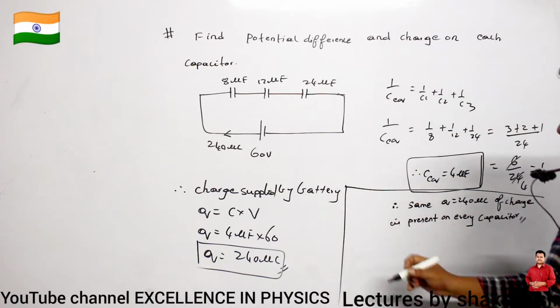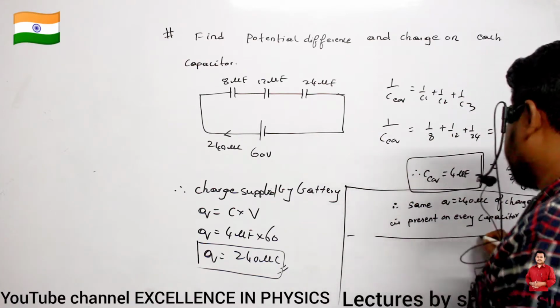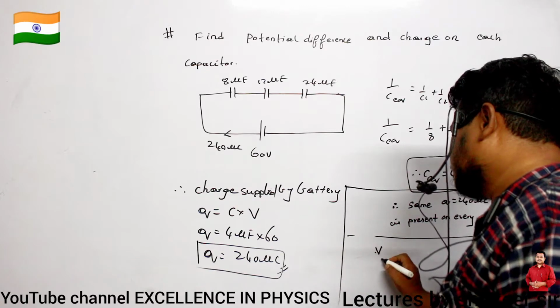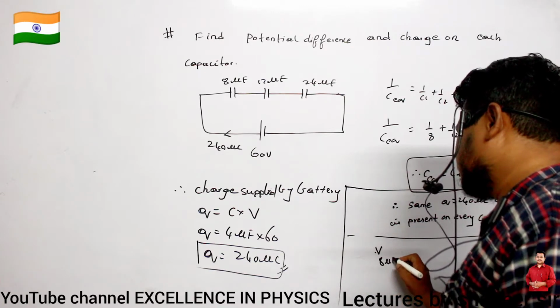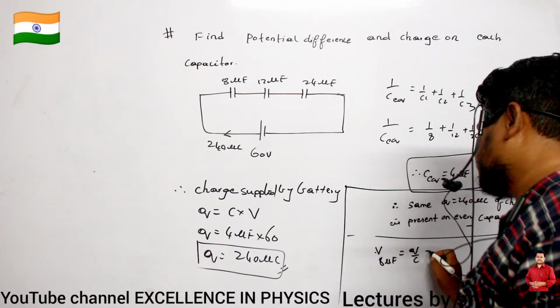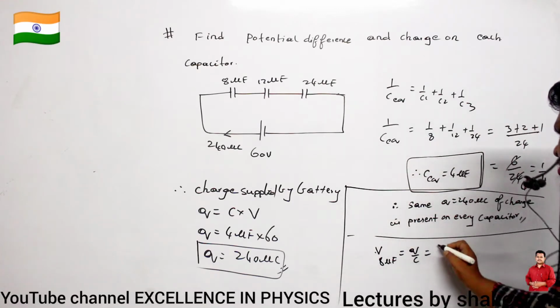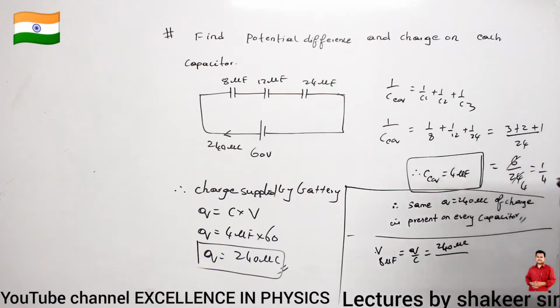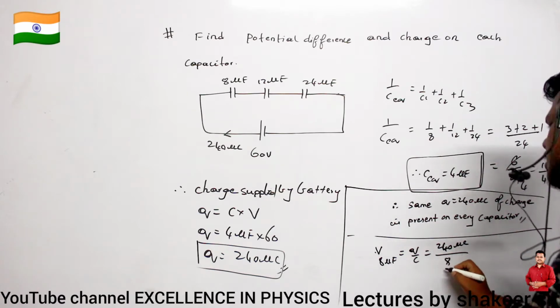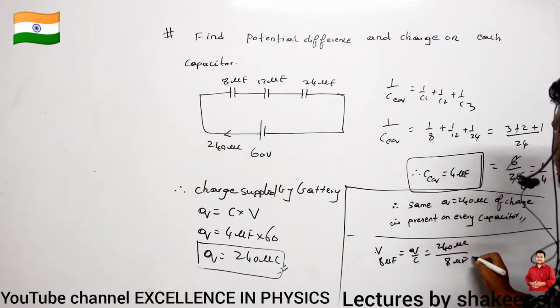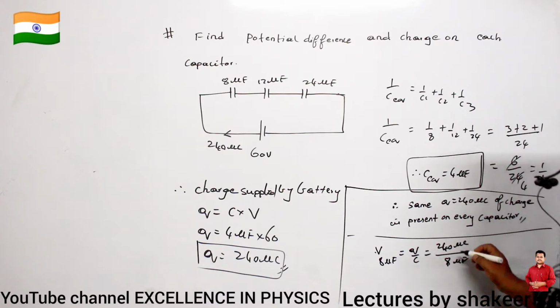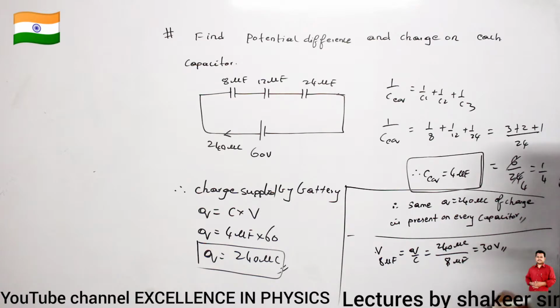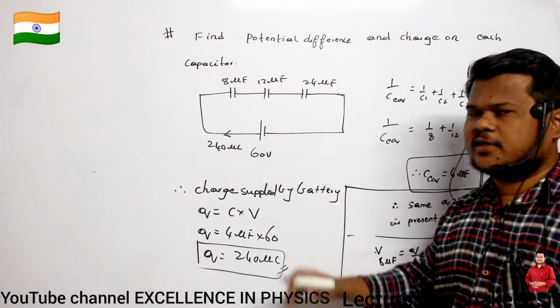So what is the potential possessed by the 8 microfarad capacitor? The potential consumed by 8 microfarads: V is equal to Q divided by C. Charge present is 240 microcoulombs divided by capacitance, which is 8 microfarads. Clear? So micro gets cancelled. 8 3s are 24. So 30 volts. So the potential drop present on this capacitor is 30 volts.